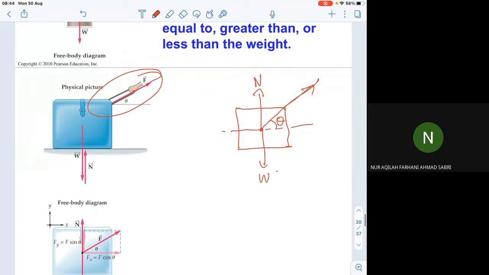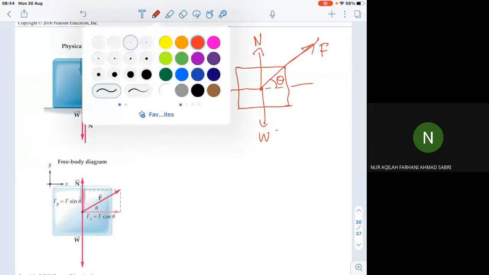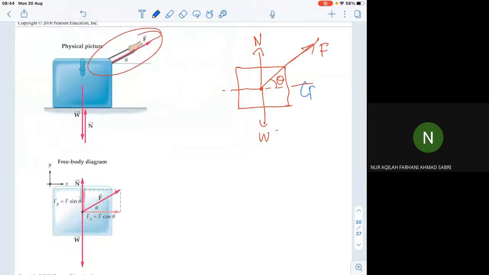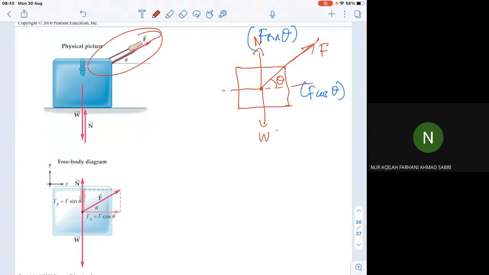Okay, so in this case, this is the external force. In your terms, you can put it here as F cos theta, F sine theta. Okay, F cos theta, F sine theta. So if you are trying to write down the equations, now look at how it is going to be.